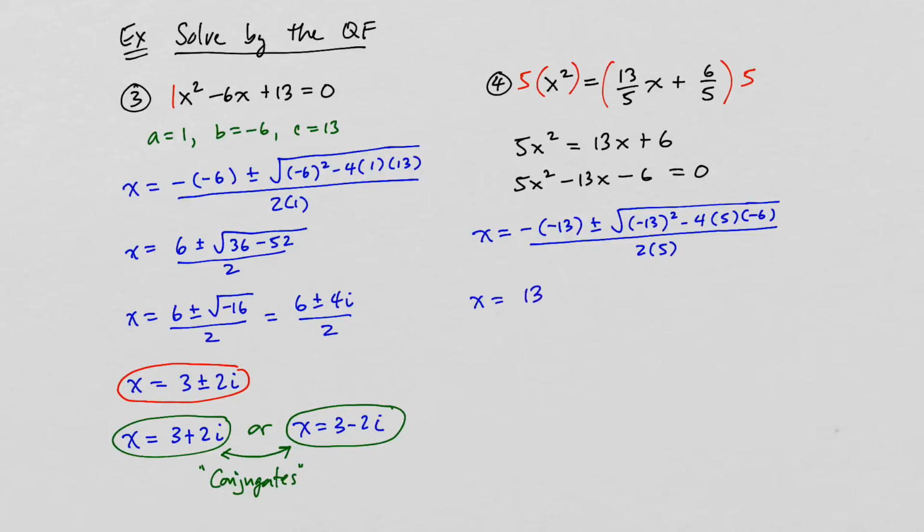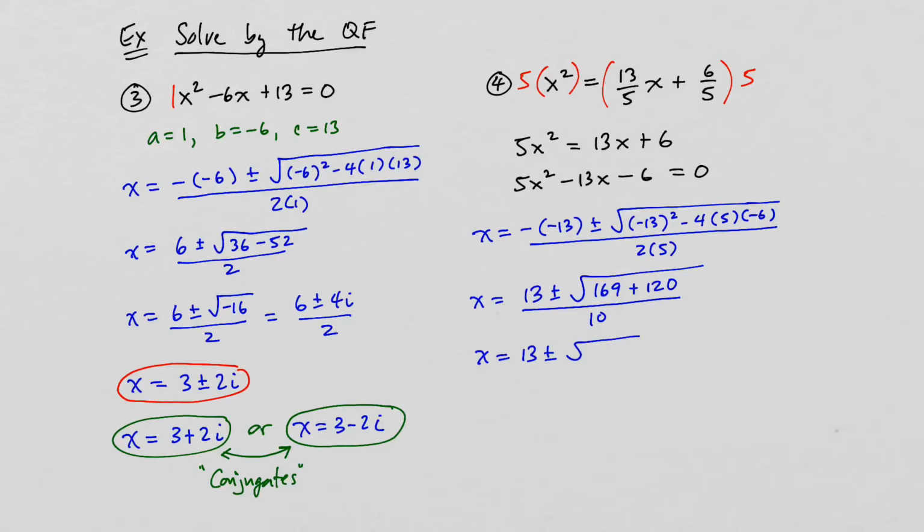Doing the math, we have 13 plus or minus the square root of 169 plus 120, right? So I'm doing negative 13 squared is 169, and 4 times 5 times 6 is 120, and a negative times a negative is a positive. And these little nuances in here are very important. Most mistakes that are made in the quadratic formula happen inside the radical, so be careful. This is all divided by 2 times 5, which is 10. Keep simplifying.